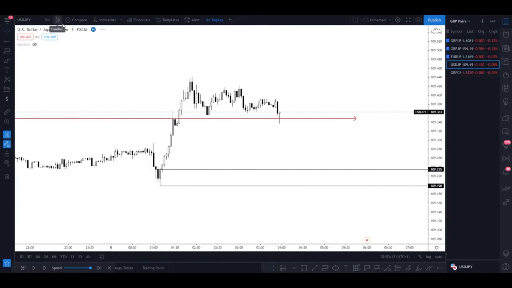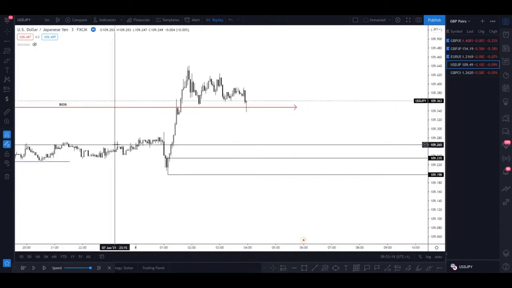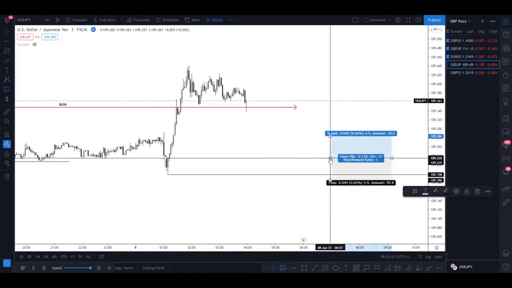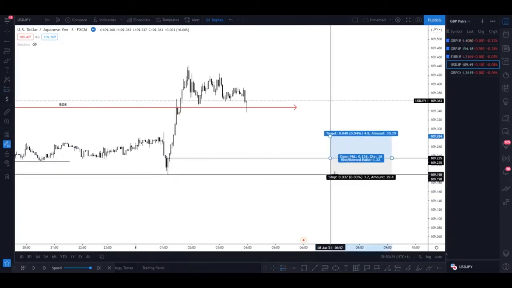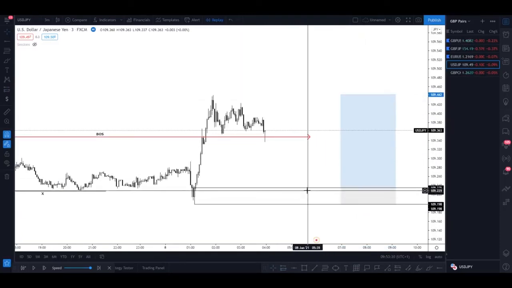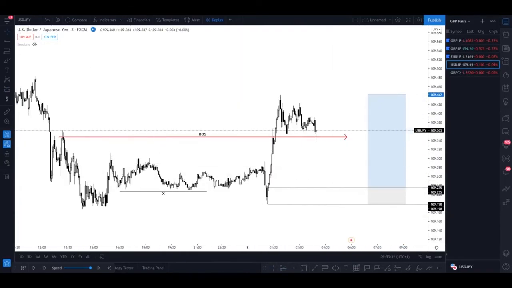Now someone might say, okay, how'd you do that? Well, I refined to the 3-minute POI. From here I set my limit. The limit was set right over here at the open of the institutional candle. Stop loss just at the low, and we're not accounting for spread. If I were accounting for spread, it would be different.